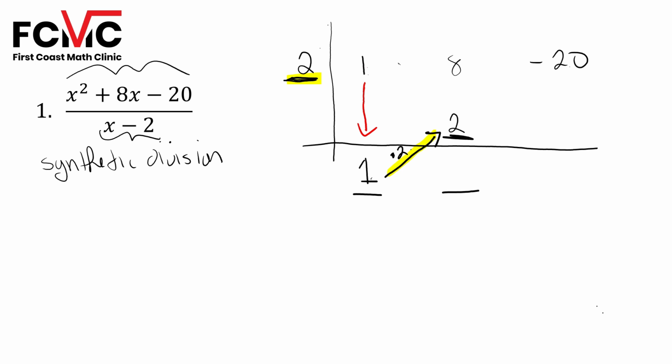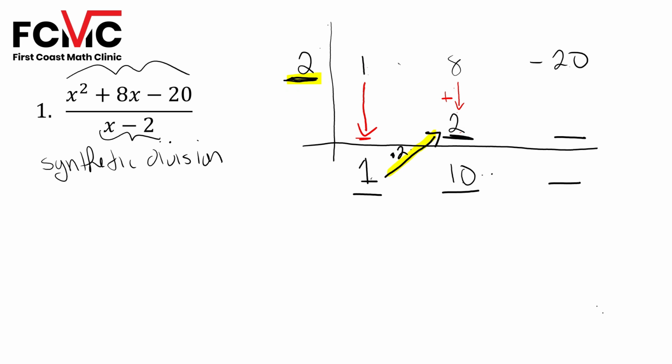Now we're going to repeat this pattern. We're going to bring the 8 down, but now there's a 2 here. There was no value here before. There's a 2 here. So now what we have to do is add the 8 and the 2. We're going to get a 10. Put the 10 here. I need a value here and here.